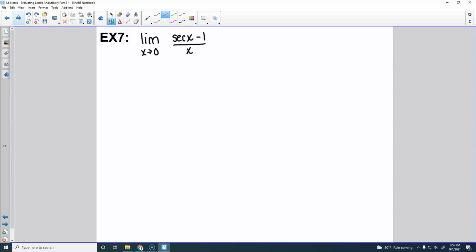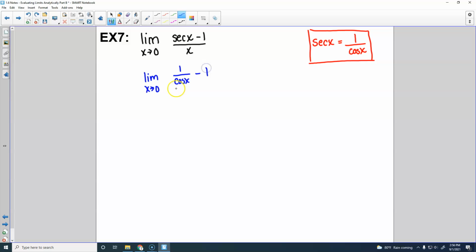Secant. Secant, what does it equal? 1 over cosine of x. So that's a fact that we need to remember from pre-cal. So we definitely can't do anything with this while it's secant. So we got 1 over cosine x minus 1 over x.